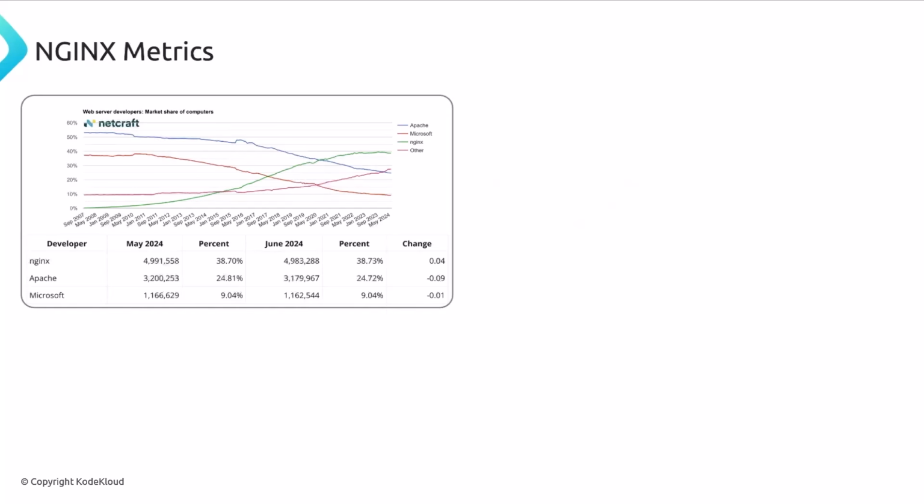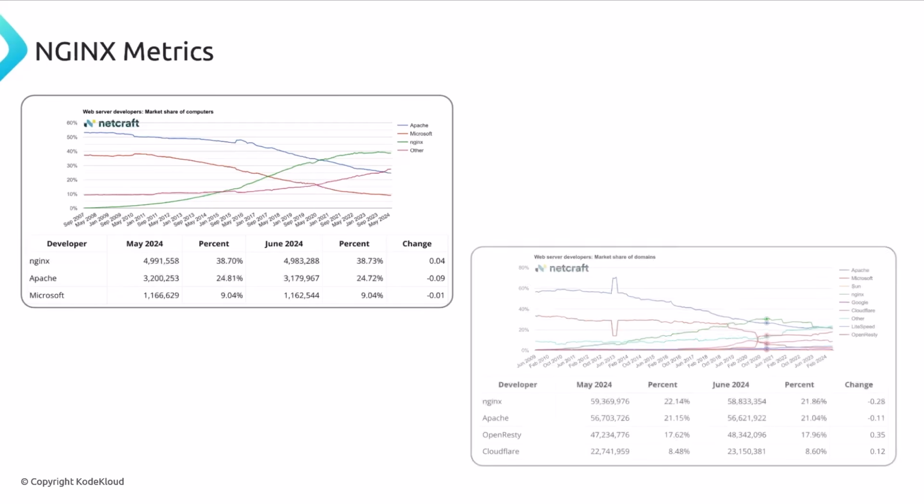And also, Nginx ranks first in market share of computers by a large number, and also ranks number 1 in market share of domains. Again, you can see OpenResty here on the third on the right-hand side. And like I said, OpenResty is just an enhanced version of Nginx. So when you really think about it, it's kind of 2/3 of the market share in domains if you combine Nginx and OpenResty, of course.